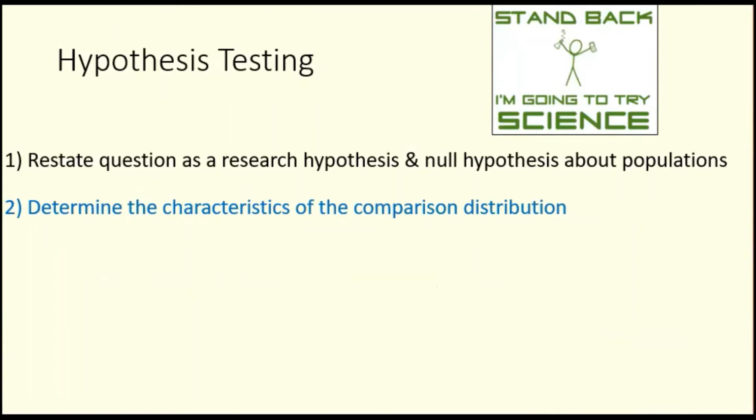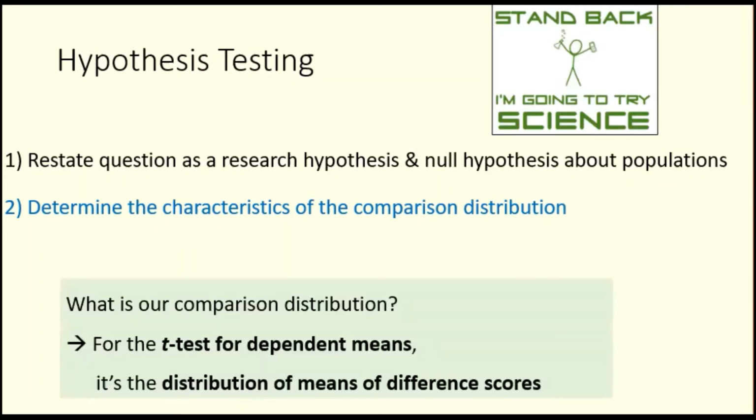And so focusing in here on step 2, we want to always, again, keep in mind what is our comparison distribution. And for the t-test for dependent means, that's the distribution of means of different scores. And again, the important thing about our comparison distribution is always going to be that it has to match our sample. We have to have these things to be equivalent. We have to basically compare apples to apples here.